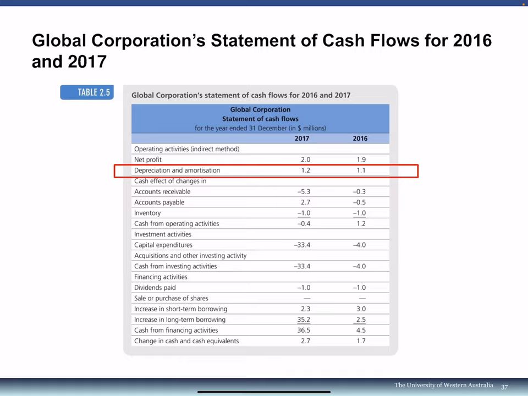Right. This will be examined again in week 9 capital budgeting, but I highly recommend you read the relevant part of the textbook and understand why. Right. If you're not sure, please post a question on the discussion forum.